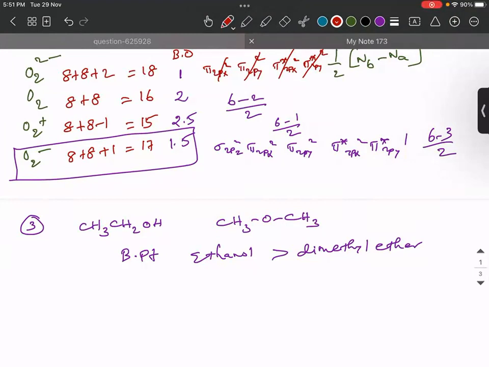See, when you are studying that lesson, what are the things you have studied? You studied about the chemical bond: covalent bond, ionic bond, and then hydrogen bond. So what are the types of bond here? Here you have the covalent bond, and the ethanol has the ability to form the hydrogen bond.